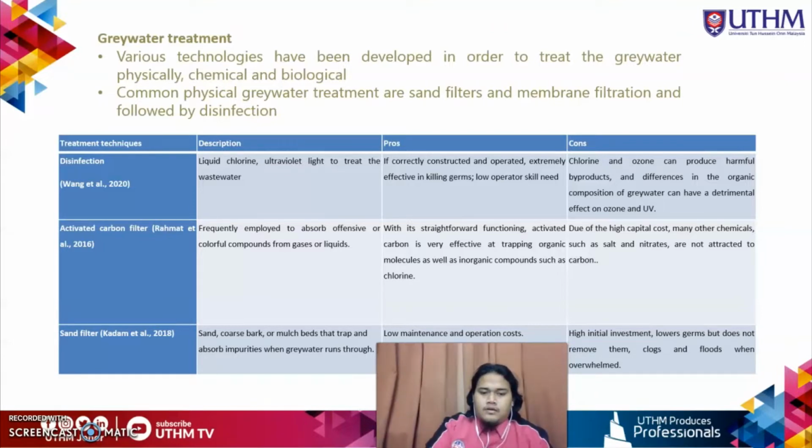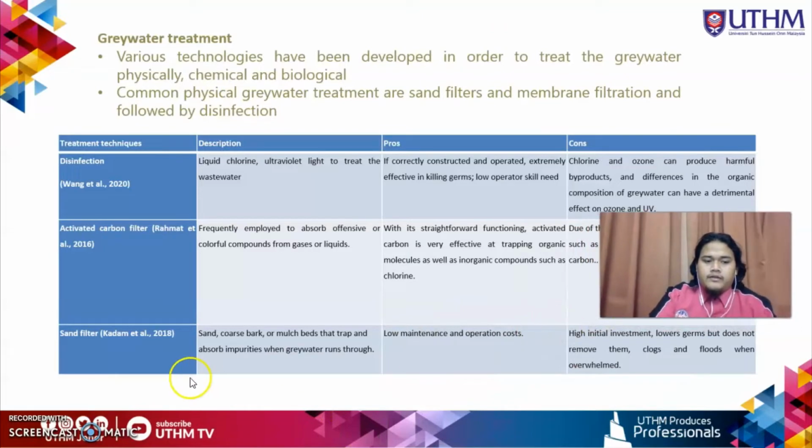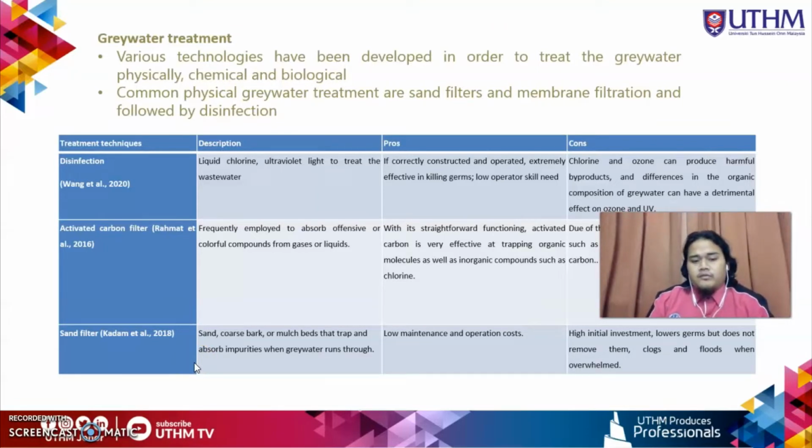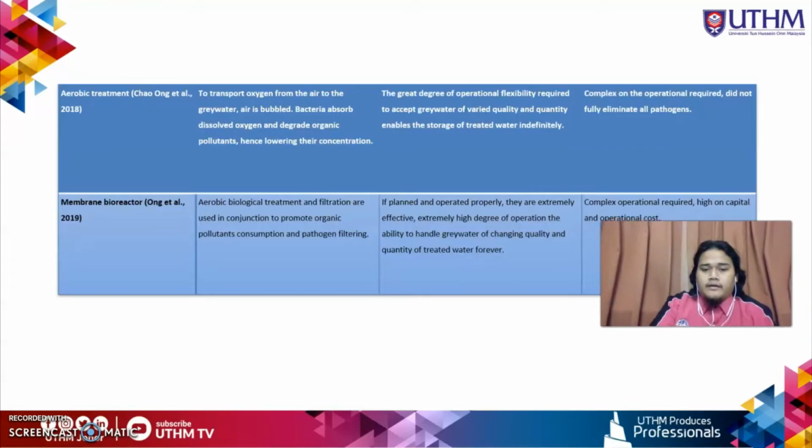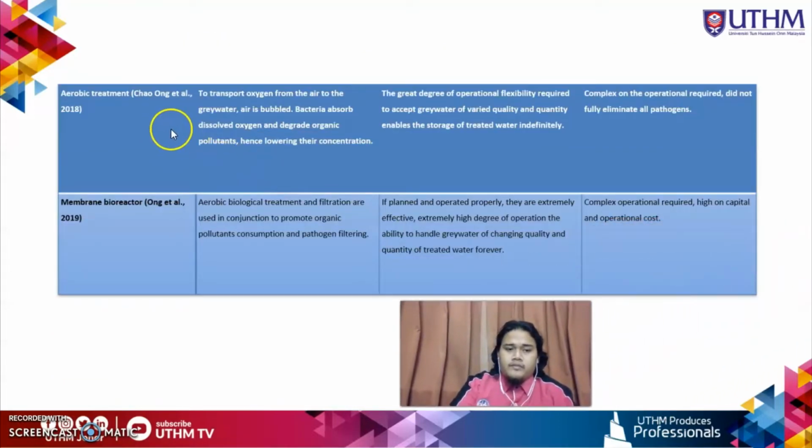carbon. The third one is the sand filter. The sand filter is made of sand, coarse bark, or small bits that trap and absorb impurities when greywater runs through. It has low maintenance and low operation cost, but high initial investment, lowers germs but does not remove them, and clogs and floods when overwhelmed. The next treatment is aerobic treatment.